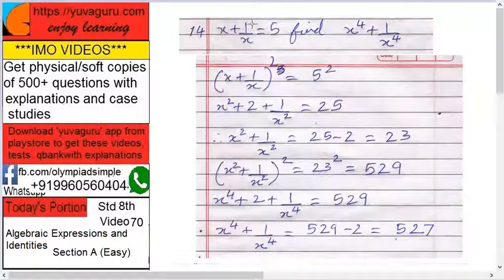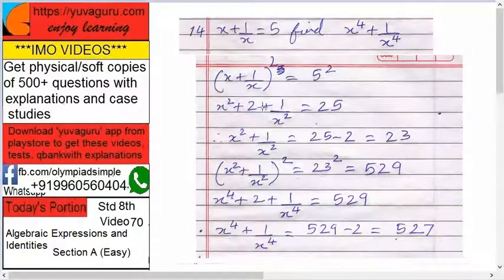Next, if x plus 1 upon x equals 5, find x raised to 4 plus 1 upon x raised to 4. Remember, it's raised to 4. So if you take the formula of x plus 1 upon x the whole square, it will be only x square. So it means you will have to take this formula 2 times. Okay, let's start then. x plus 1 upon x the whole square equals 5 square, right?